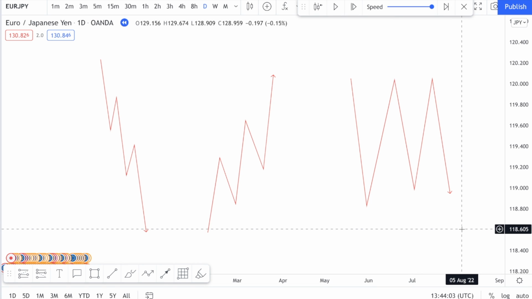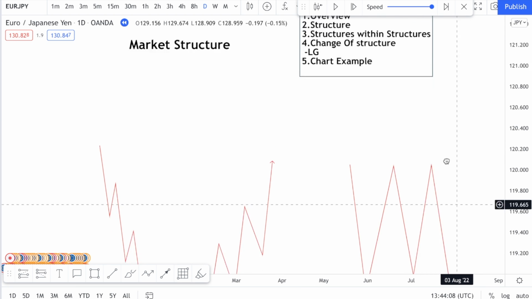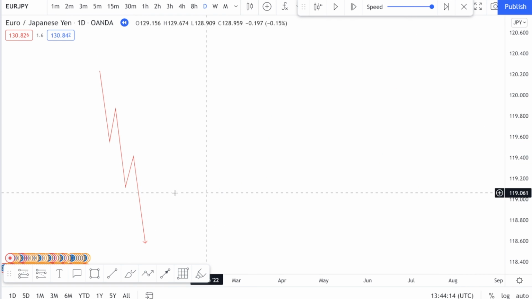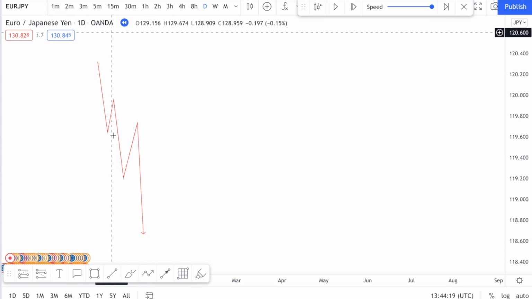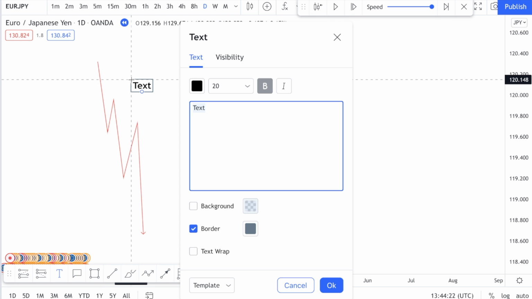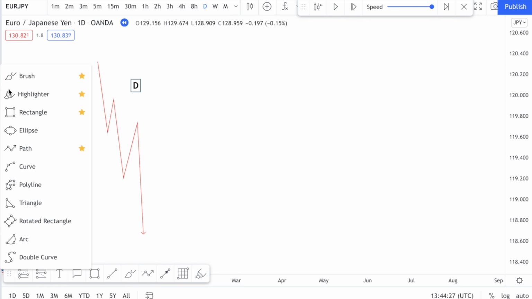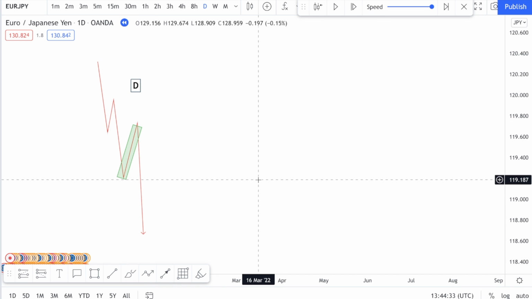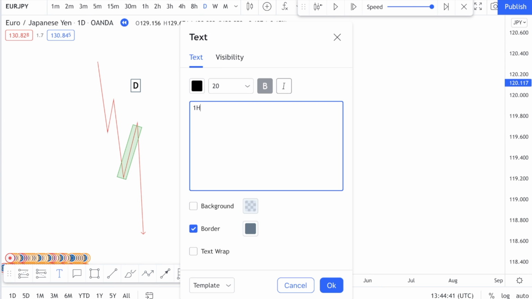Now, this number three, structures within structures, is where people get complicated, I feel. So let's say we're in a downtrend, and let's say this is the daily time frame. Let's focus on the price action right here. I'm going to draw what's going to happen on the 1 hour. So this is going to be our 1 hour.